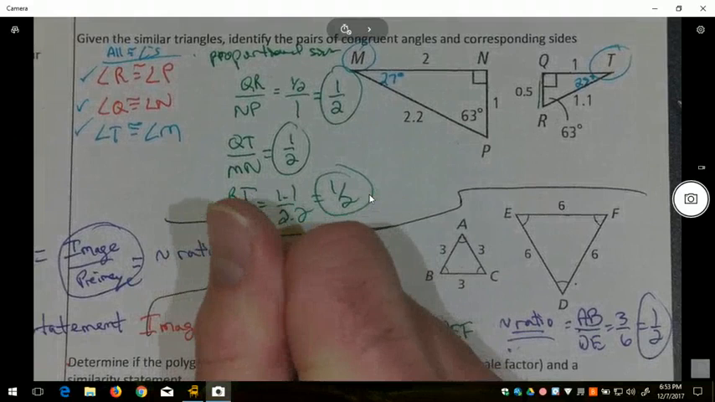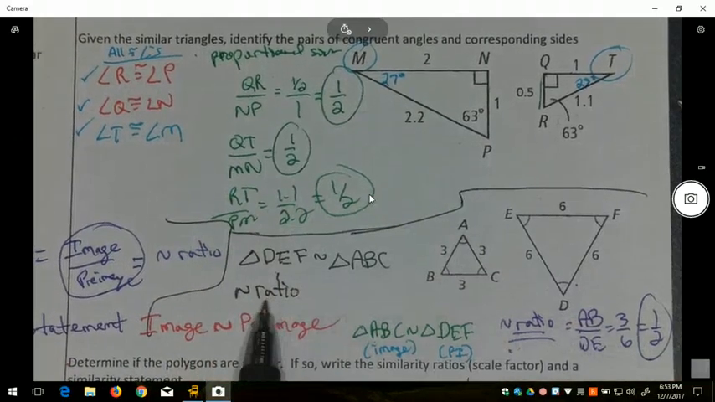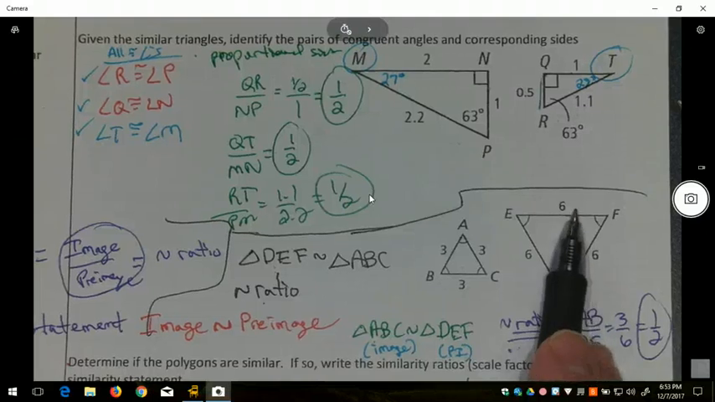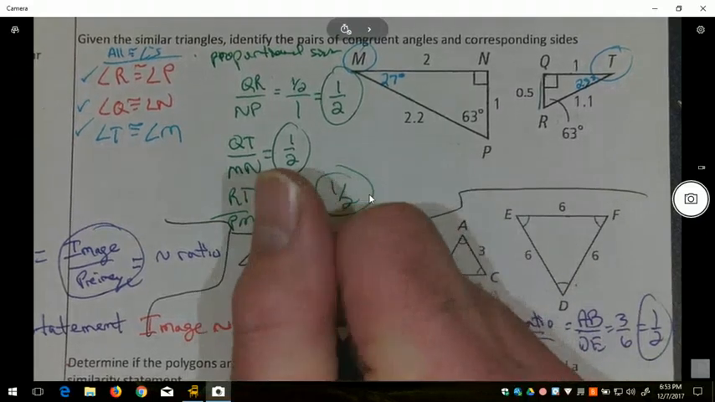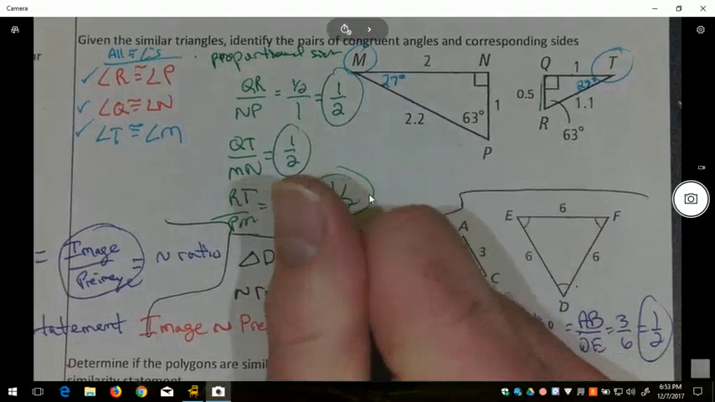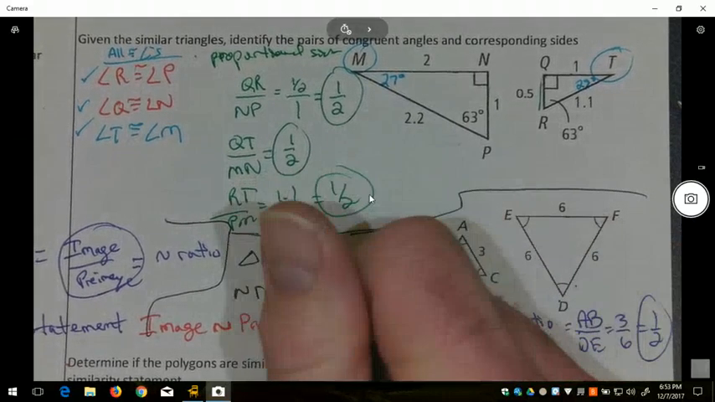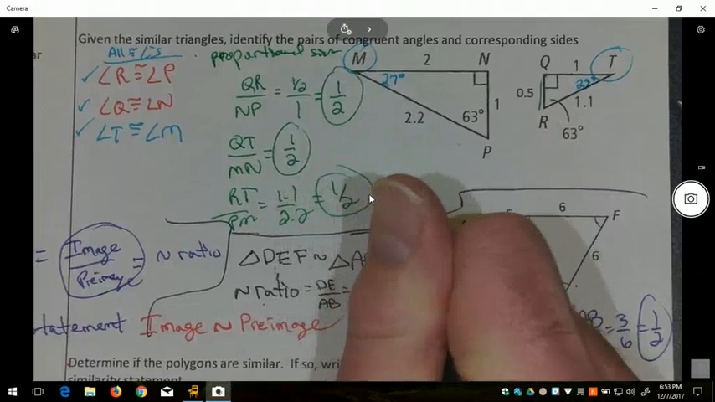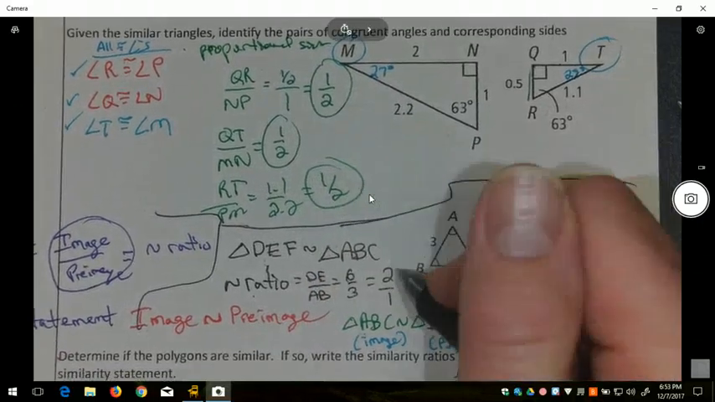The similarity ratio for this, or the scale factor for this, since DEF is the image, the new, it would be DE over AB, which would be 6 over 3, or a ratio of 2 to 1.